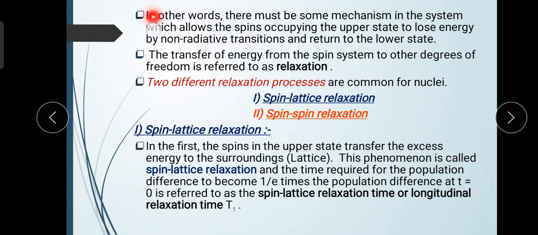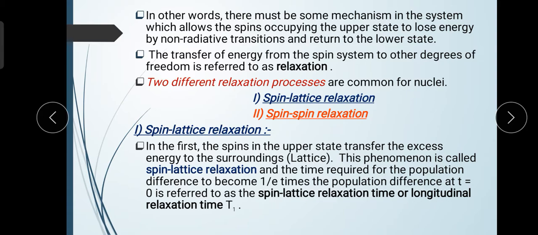Now in other words, there must be some mechanism in the system which allows the spins occupying the upper state to lose the energy by non-radiative transitions and return to the lower level. In general, we know that there is an absorption and emission process in any atom due to the presence of an external source of energy. If we consider a particular atom, here we have a nuclear spin, then the nuclear spin present in the ground state absorbs the energy and is excited to the upper state, and after some time it de-excites and returns to its ground state.